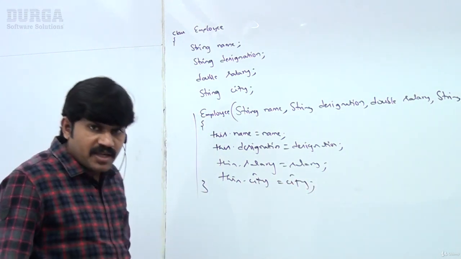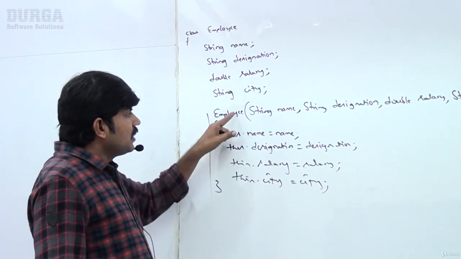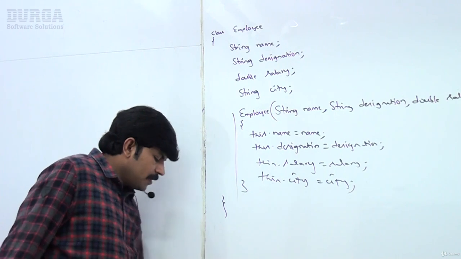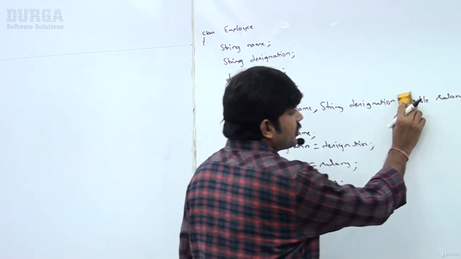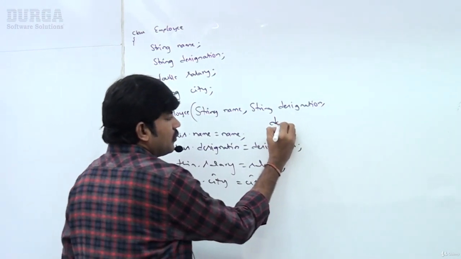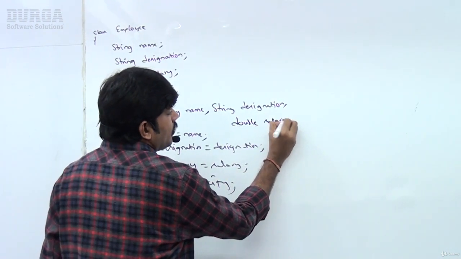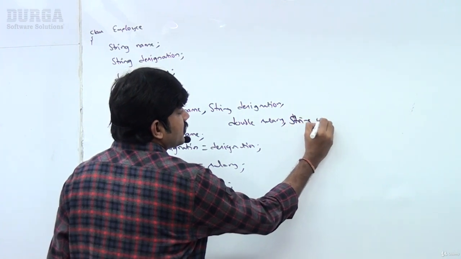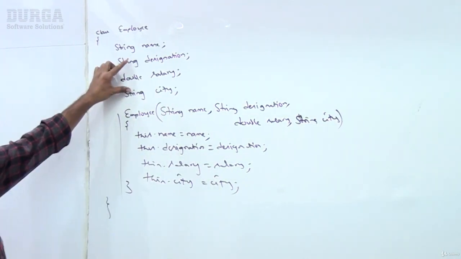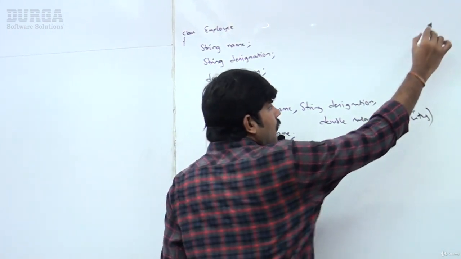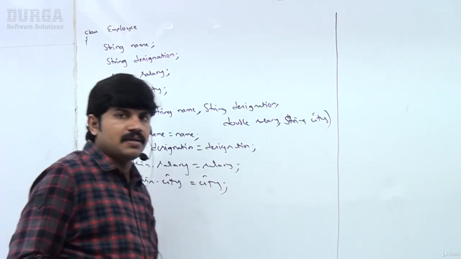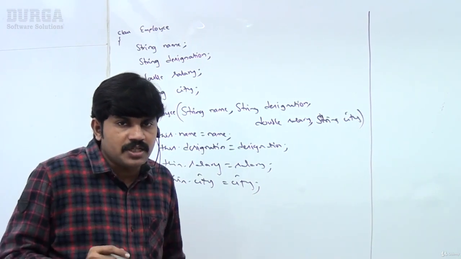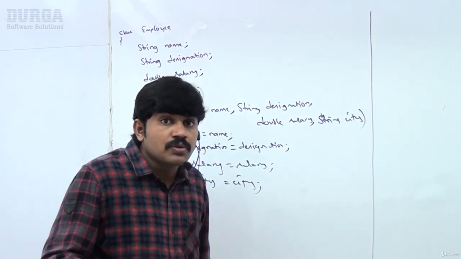Very simple. My Employee class contains 4 properties, and the constructor is there to perform their initialization. Just observe that. Just for spacing here: comma, double salary, comma, and last one, String city, like this. That's all. The 4 properties and the constructor are ready. Now I want to create multiple employee objects and add all these employees to the ArrayList.